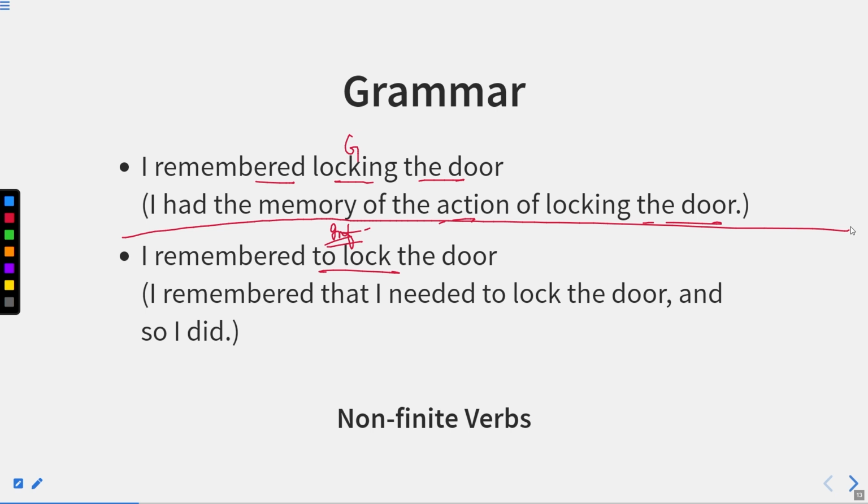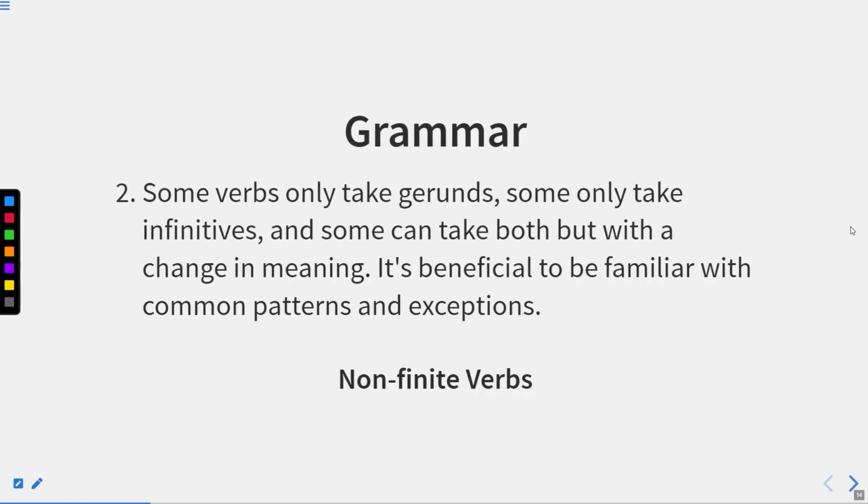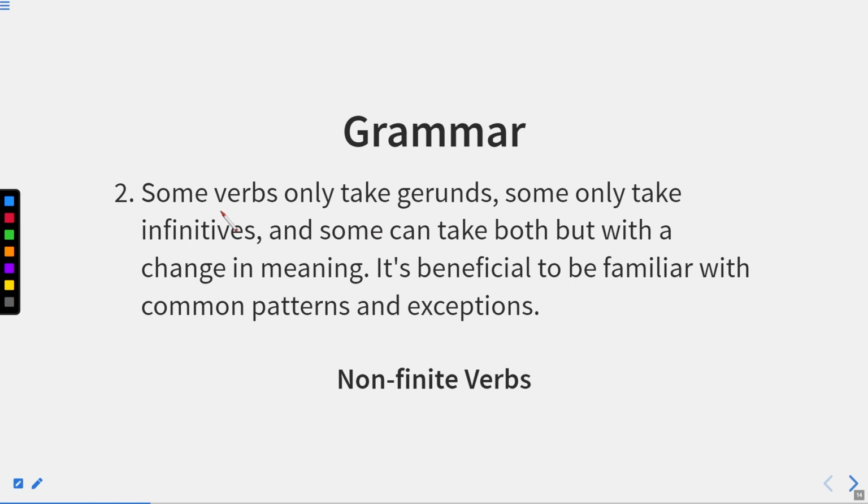For example, if I say I like playing, it means this is my hobby. And if I say I like to play, it means this is my preference. So this is a difference that we have in the structure of infinitives and gerunds. Now let us move to the next one. Some verbs only take gerunds, some only take infinitives, and some can take both but with a change in meaning. It is beneficial to be familiar with common patterns and exceptions.